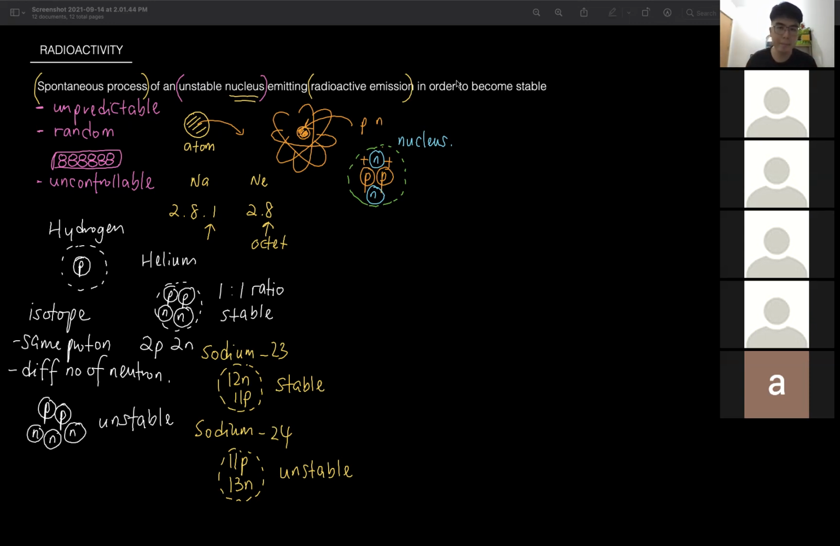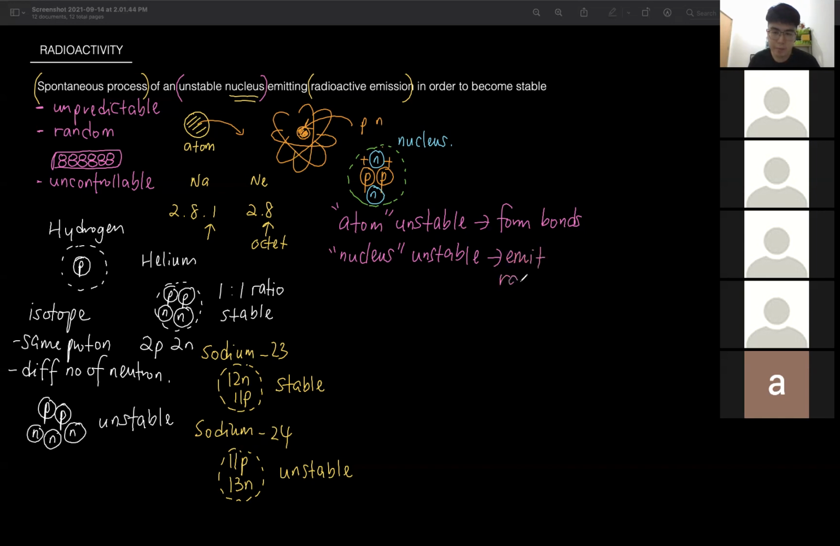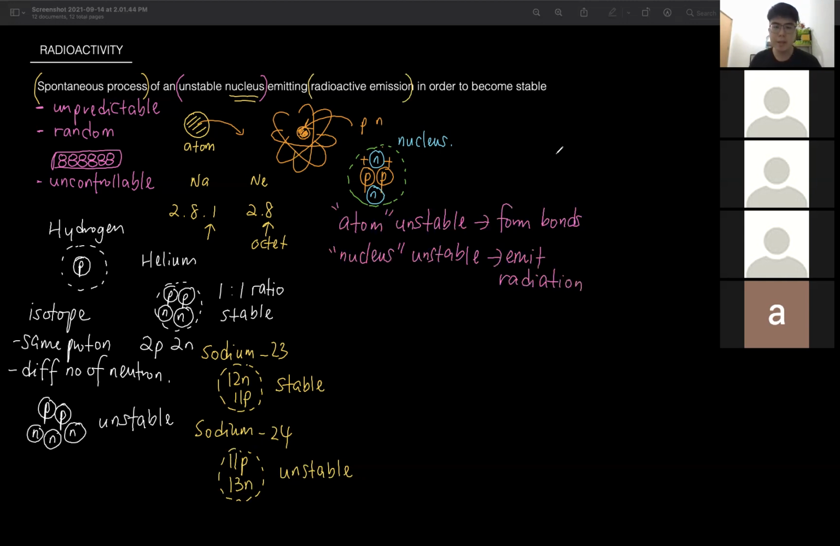So when an atom is unstable, what happens to the atom? Now, mind the words, I'm talking about atom, not nucleus. When an atom becomes unstable, it wants to form bonds, correct? Form covalent bonds, ionic bonds, they donate the valence electrons. That is what they do when they become unstable. How about when the nucleus becomes unstable? If the nucleus becomes unstable, then it will emit radiation. The reason they do this is because they want to become stable. At the end of the day, the purpose is that they want to become stable. They emit radiation. Why? Because they want to become stable.